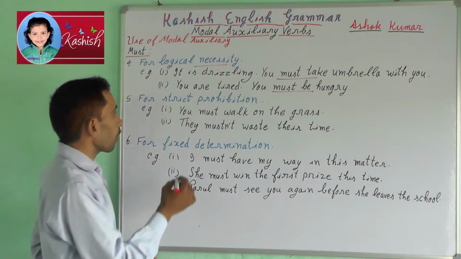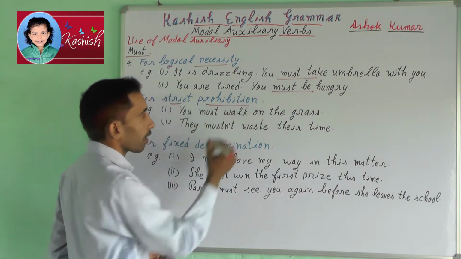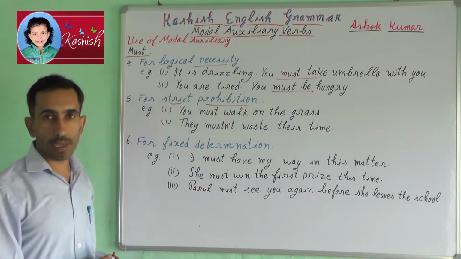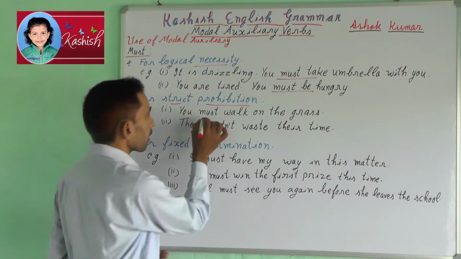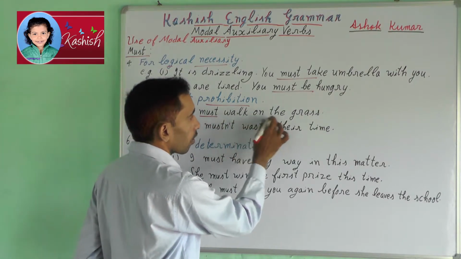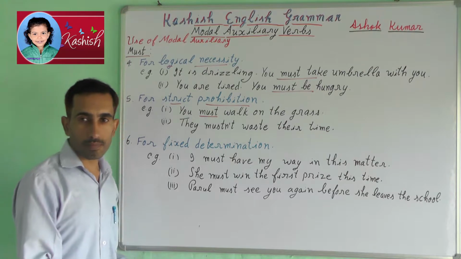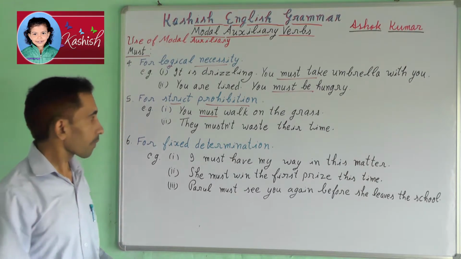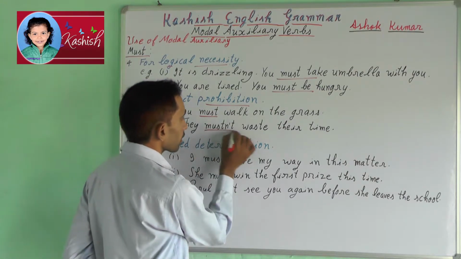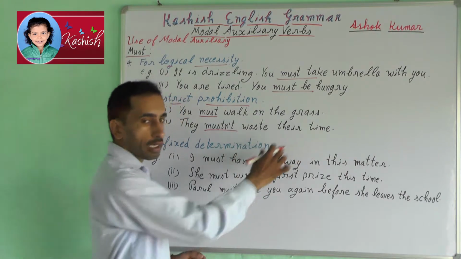Fifth, for strict prohibition. For example, you mustn't walk on the grass. Next, they mustn't waste their time.